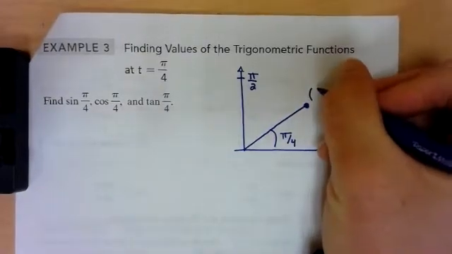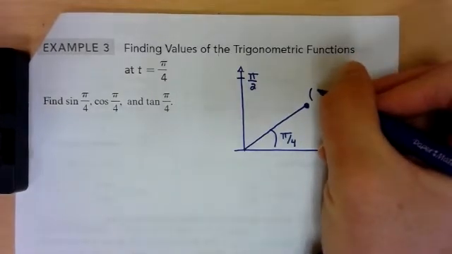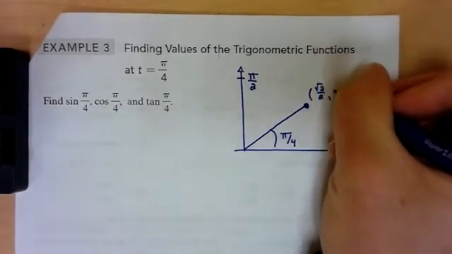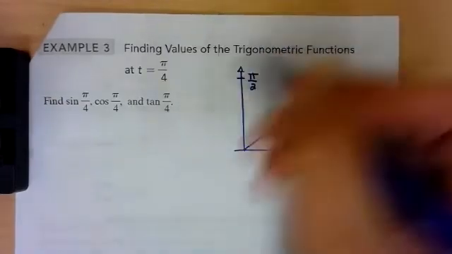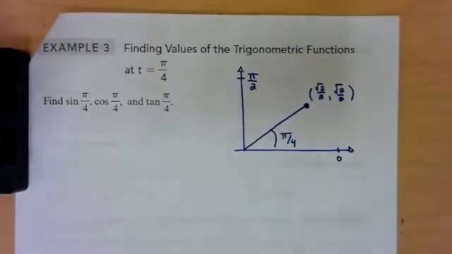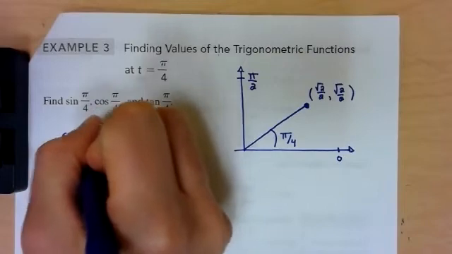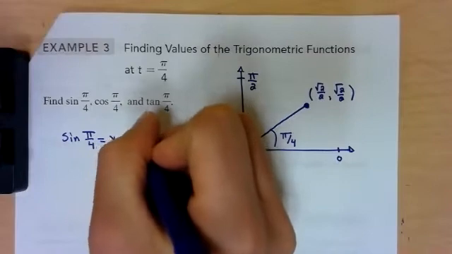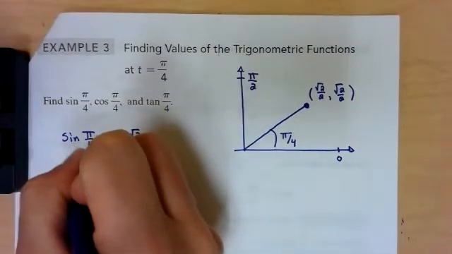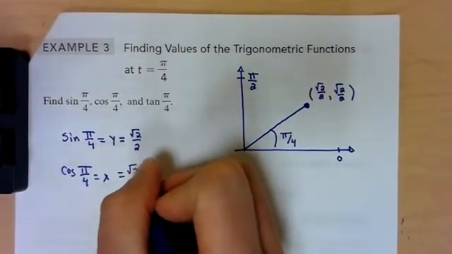Now we're going to label these coordinates. This is that middle coordinate. All middle coordinates are √2 over 2, √2 over 2. This is the goal, for us to be able to build this for every single angle that's on the unit circle. Now, if we have this, we can go ahead and find the value of our sine, cosine, and tangent of pi over 4. Sine of pi over 4 is equal to the y coordinate there, which is √2 over 2. And cosine of pi over 4 is equal to the x coordinate, which is also √2 over 2.